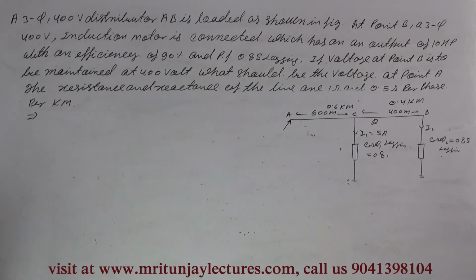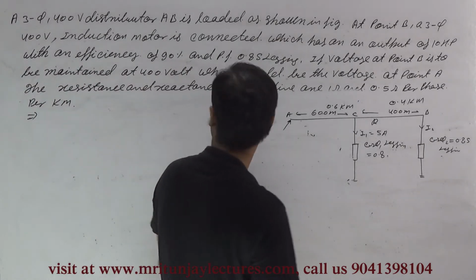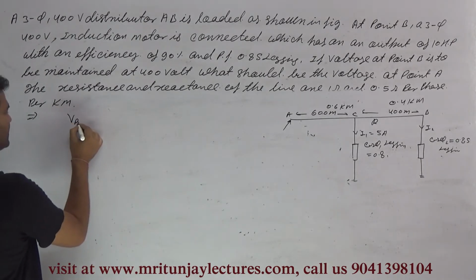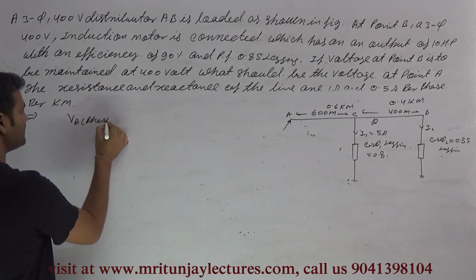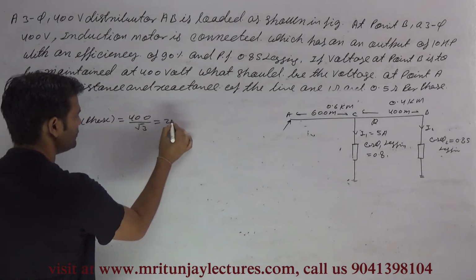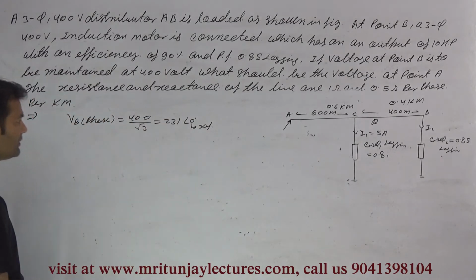Now the corresponding question: a three-phase 400 volt distributor AB is loaded as in the figure. At point B, a three-phase 400 volt. Means first of all take the per phase voltage. Per phase VB is 400 by root 3, that is 231 at the angle 0. That is the reference voltage. Clear?